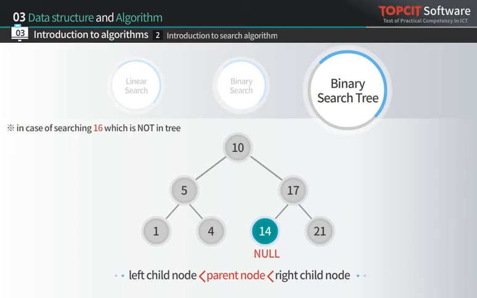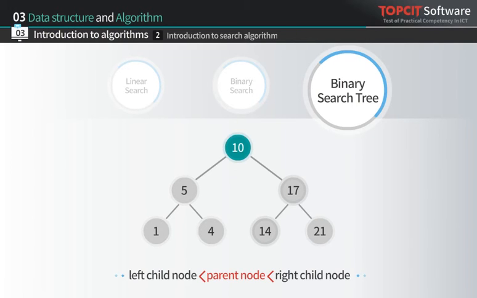What happens if you want to find a value that is not in the tree? For example, let's suppose we search for 16, which is not in the tree. Because the searching value is greater than the root node 10, the right subtree is visited. The left child node is then visited because the right child node is 17, and it's greater than the value you want to find. The left child node, 14, does not have any child nodes. Even if it visits the child node 21 again, it has a null value.